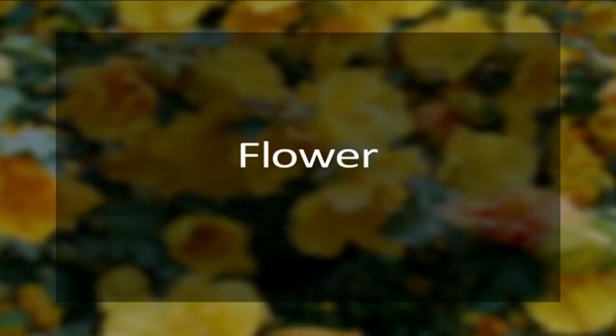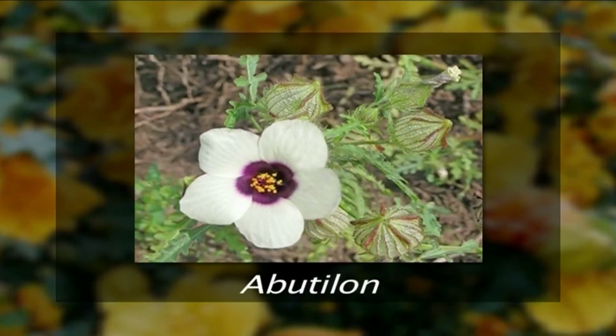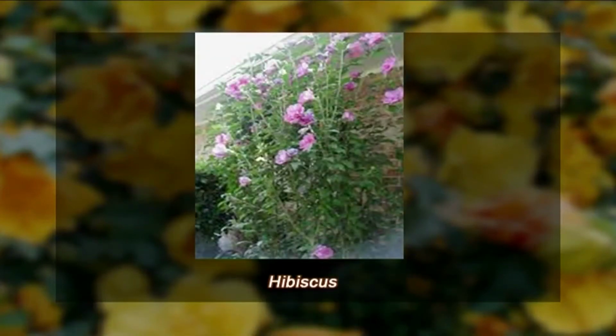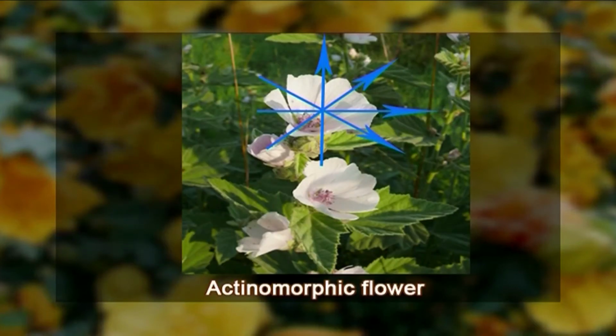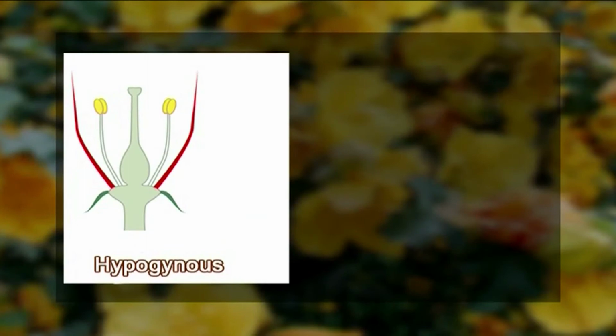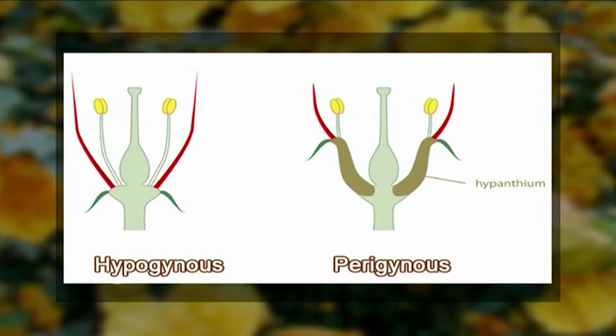Now the flower. The flower is most often bracteate. The common example is Abutilon, or sometimes it can be ebracteate. The example is Hibiscus. The flowers are bisexual, but rarely there are occurrences of unisexual flowers also in Malvaceae. The flowers are also actinomorphic. They are hypogynous, and very rarely there are some taxa where the flowers are perigynous.